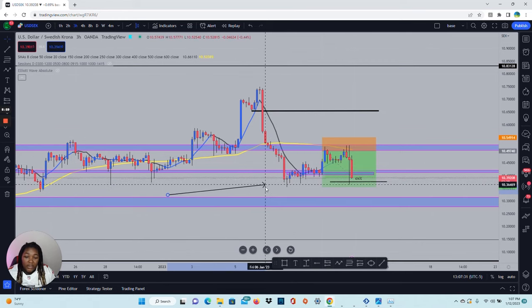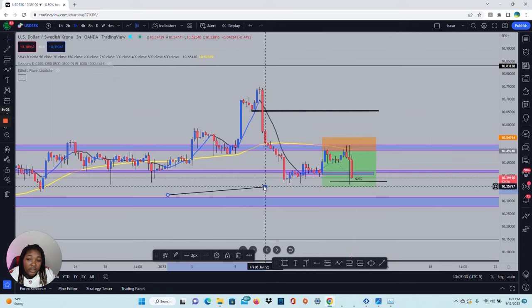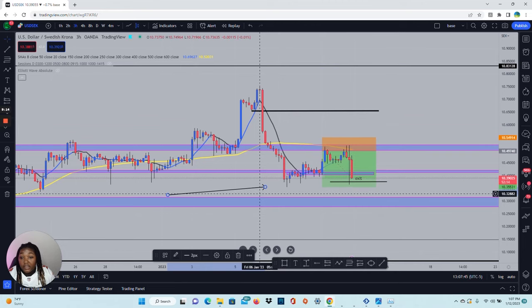Like this pair, if you are a beginner trader, you will love this pair. It's so predictable, man. It's so predictable. Like you will love this pair. It's the easiest pair to trade, and it's just a great pair to trade. It's a very beginner friendly pair to trade.